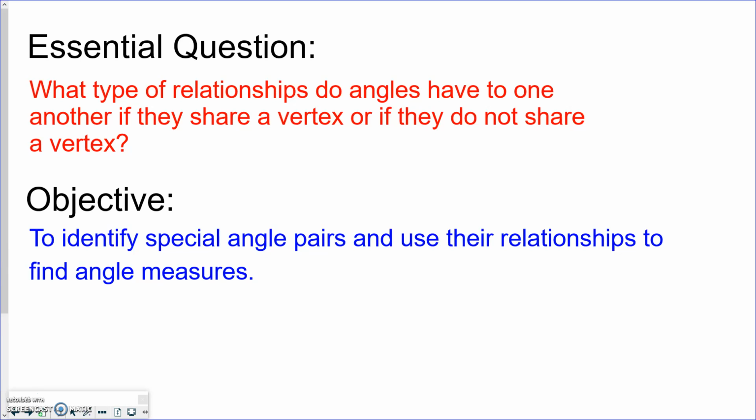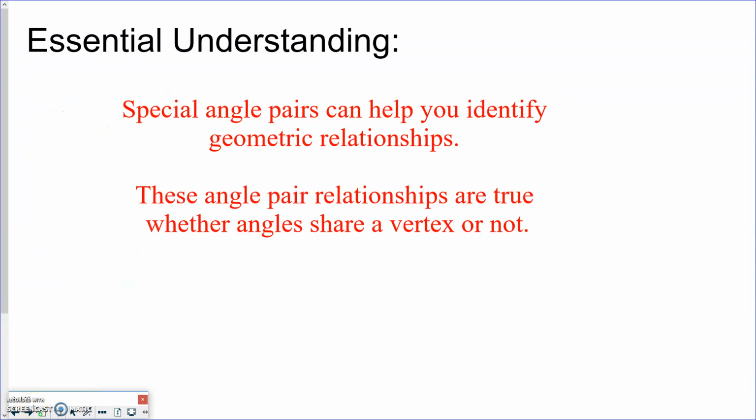Okay, today's essential question: what type of relationships do angles have to one another if they share a vertex or if they do not share a vertex? And our objective is to identify special angle pairs and use their relationships to find angle measures. Special angle pairs can help you identify geometric relationships. These angle pair relationships are true whether angles share a vertex or not.